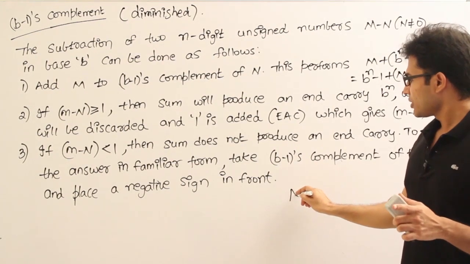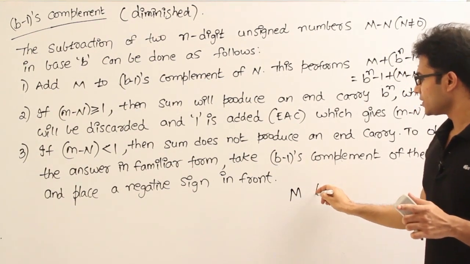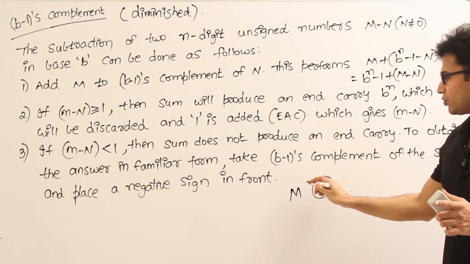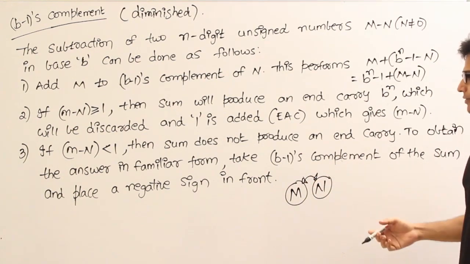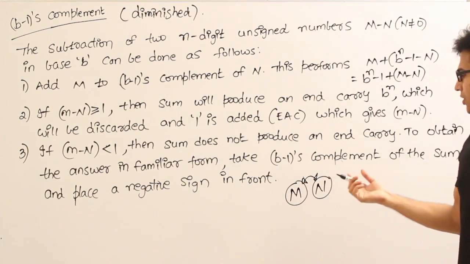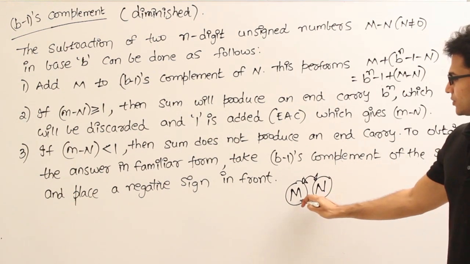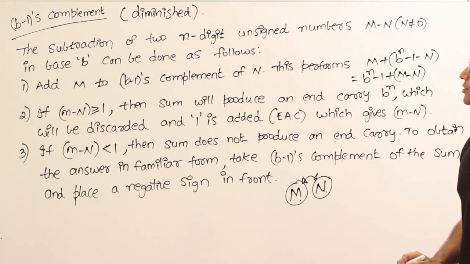Before starting, keep this in mind. We are talking about unsigned numbers only, which means we are talking about two numbers. These two are positive integers, right? And they are not zeros also. These two are positive integers. M can be 0, but n is not equal to 0.